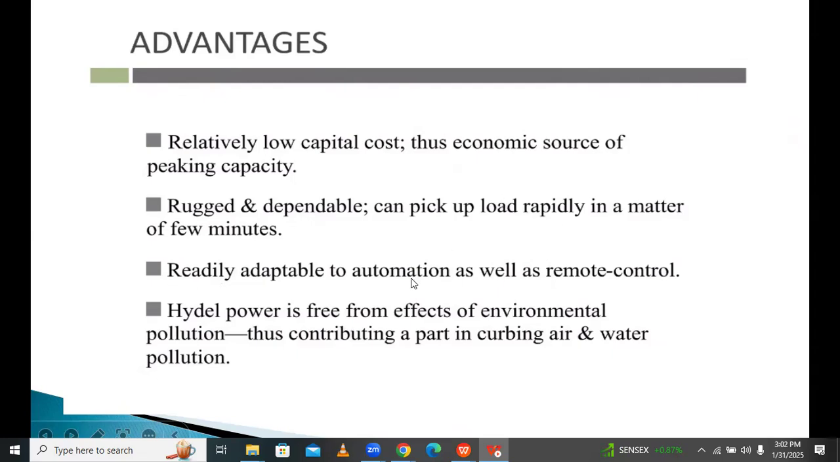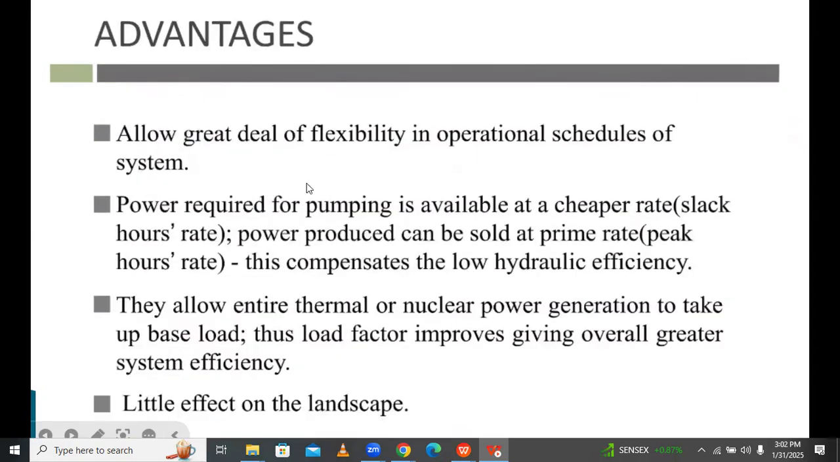Readily adaptable to automation as well as remote control, and they pick up load rapidly, in a matter of a few minutes. These are the main advantages of this PHS. Next, they allow a great deal of flexibility in operational schedules of systems. There is flexibility in increasing or decreasing the demand, which is possible in pumped hydro storage systems.